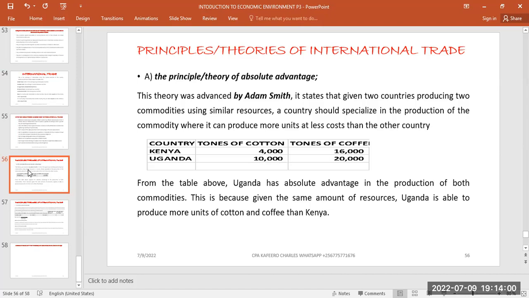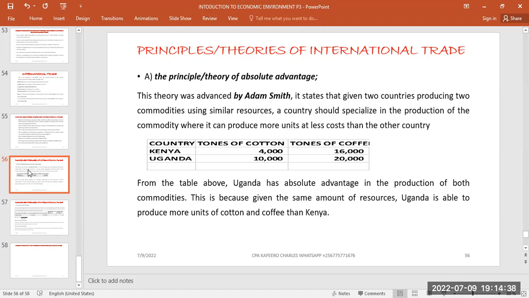It only looks at the cost we are going to be incurring, which must be the same. The cost is supposed to be less than the other country. Then the resources are supposed to be the same. Then we are supposed to be engaged in two products, and it considers a world that has two countries. So those are the things that this theory assumes: two countries producing two commodities using similar resources.